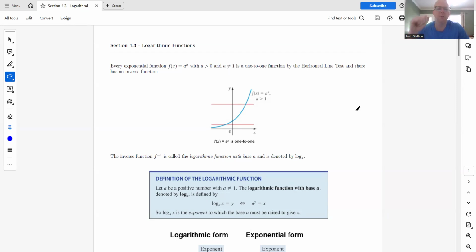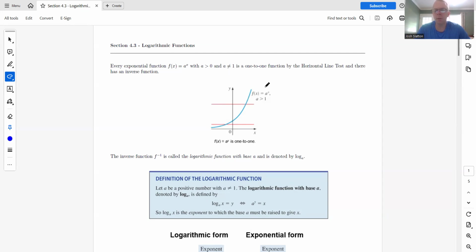Every exponential function, a to the x, is a one-to-one function. Here we have the exponential function where a is greater than one. Of course, we talked about the ones where a is less than one, between 0 and 1, and that one comes down like this, but the same thing will apply. This passes a horizontal line test, which means it's one-to-one, which means it has an inverse. And the inverse of this exponential function is called a logarithmic function.